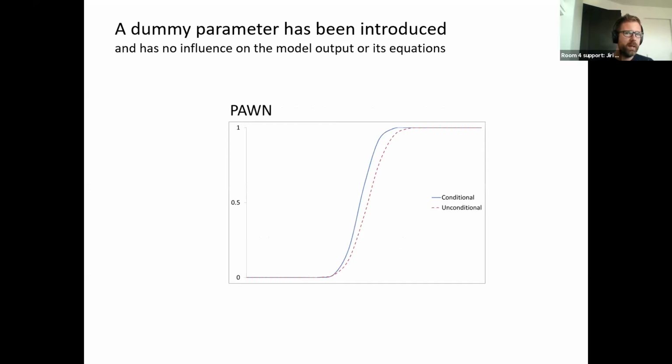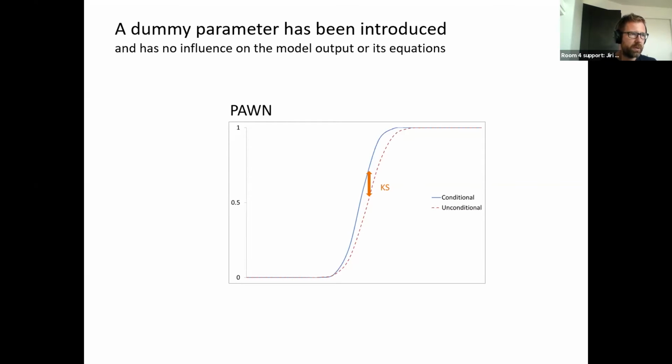For example, for PAWN, let me explain PAWN a little bit. Like I said before, we have the difference between the conditional and the unconditional cumulative distribution functions. In blue here, the full line is the conditional one, the red dashed line is the unconditional one. The red dashed line is the one where we start from, without changing any model parameters. Then we change a certain model parameter and we get the conditional one. And then, like I said before, the distance between them, the Kolmogorov-Smirnov statistic, can be calculated.